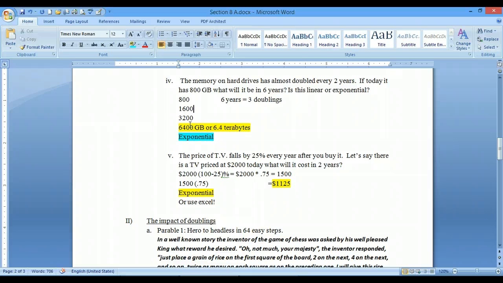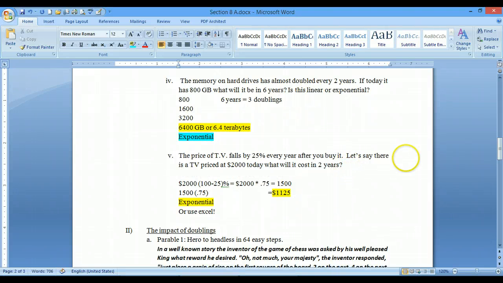The price of a TV falls by 25% every year after you buy it. Let's say there is a TV priced at $2,000 today. What will that same TV cost in 2 years? We have two different ways we can do this. Some of you are very comfortable and confident doing $2,000 times 0.25, which will equal $500. And then you say, now I take my 2,000, subtract the 500, which will equal 1,500.